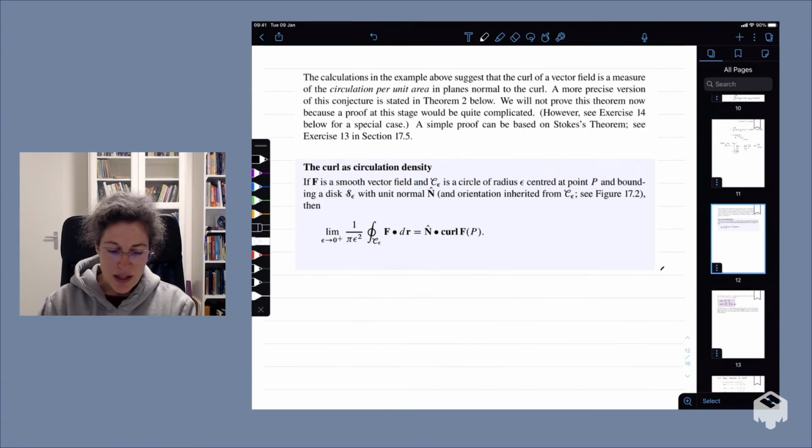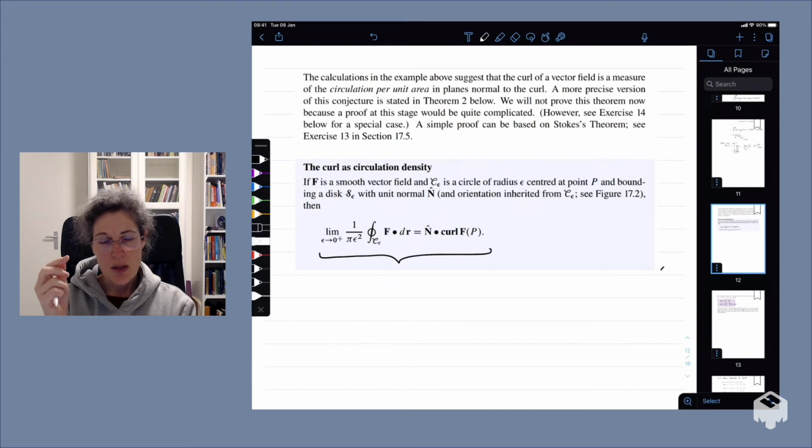So this gives us a link between our curl and the circulation. Our curl is really the circulation per unit area. You don't need to really know this, but we're thinking about it as the circulation density. And a little bit later we're going to see a theorem that really links together this idea of the macroscopic circulation in a system and the curl, which is the kind of microscopic. And there's a nice theorem that helps us translate between the two. Okay.